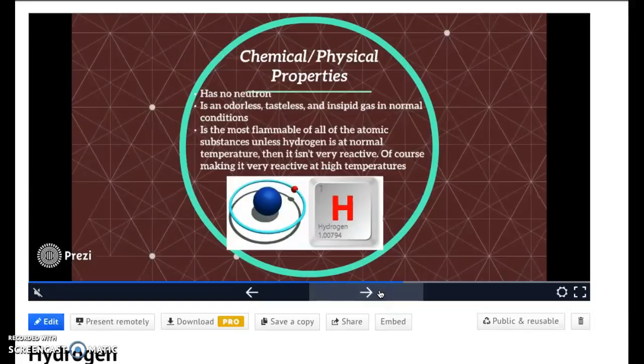The chemical and physical properties of hydrogen. Hydrogen has no neutron. It is an odorless, tasteless, and insipid gas in normal conditions. Hydrogen is the most flammable of all the atomic substances, but only when under really high temperatures. If it's not under high temperatures, then it's not very reactive.